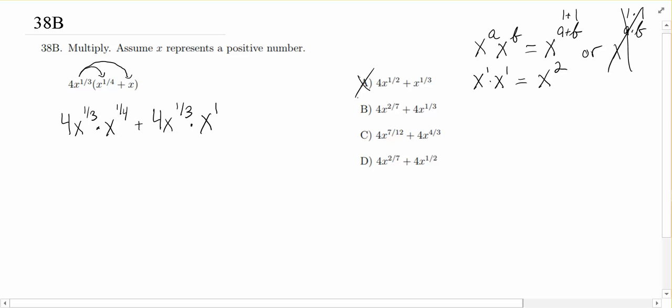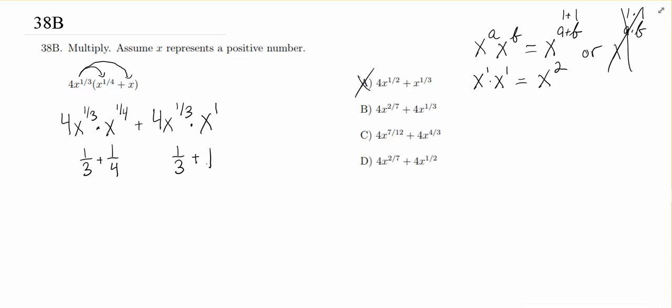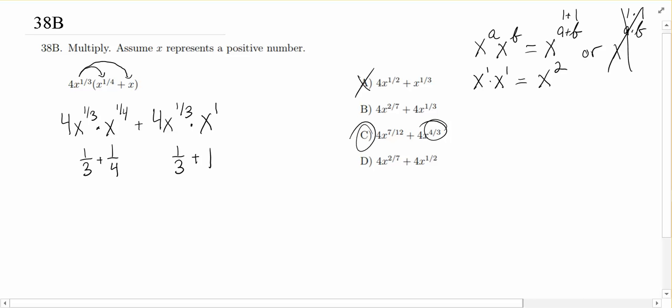We can cross A off right away because it doesn't have a 4 on both terms, and we know the 4 does need to be distributed. So A is straight up out. What's going on here then is, to figure out my exponents, I need to do 1/3 plus 1/4, and I need to do 1/3 plus 1. If I think about this for just a half a second, 1/3 plus 1, is that bigger than 1 or smaller than 1? Clearly that's bigger than 1, because you're taking 1 and adding something to it. There's only one exponent up here that's bigger than 1, 4/3. So the answer of C is the only reasonable answer up here.